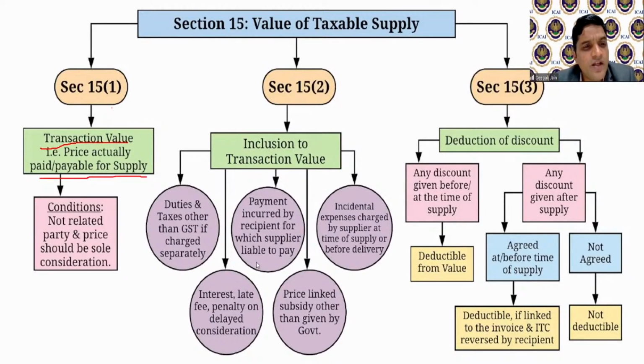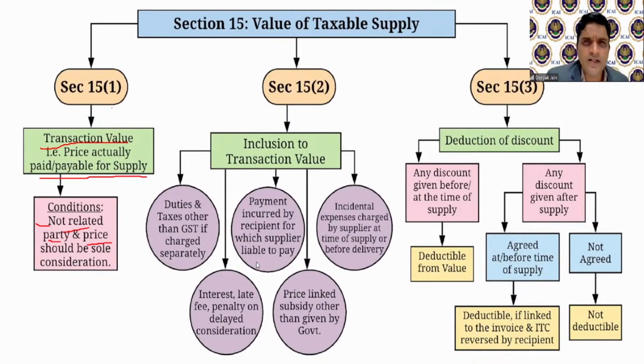It should be a transaction with a non-related party, and price should be the sole consideration. I should deal with non-related parties. The definition of related parties, what we saw, if I'm dealing with those parties, then I cannot use the transaction value. Because if it is a related party, there will be an influenced price. So it is really doubtful whether you're selling at the right price.